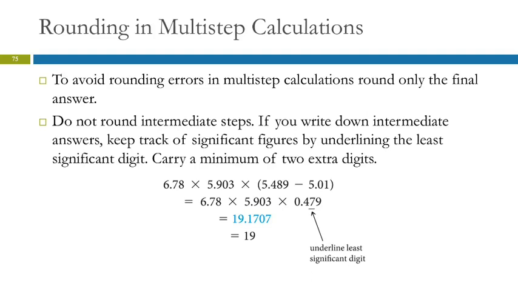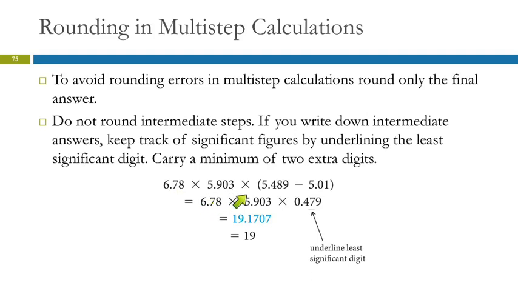When you do need to write down intermediate answers, keep track of the significant figures, and my rule of thumb is you don't have to write all of them, because sometimes your calculator will give you like 9 digits and most of them are garbage. Just keep 2 extra digits. You keep 2 extra digits and you'll be good. That's when you have to write down intermediate values. So let's look at this example.